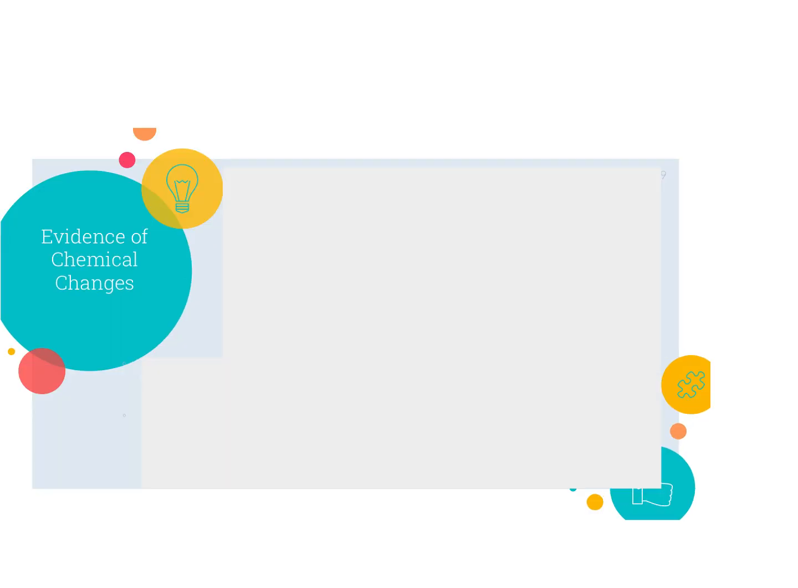Now, there are a few key bits of evidence that show you that a chemical change is happening. The biggest one that I want to point out is precipitation. Precipitation is when solutions mix to form a new, I'm going to underline new, solid compound.